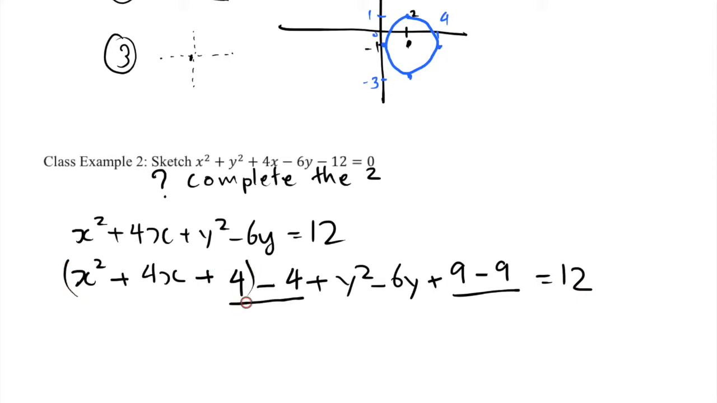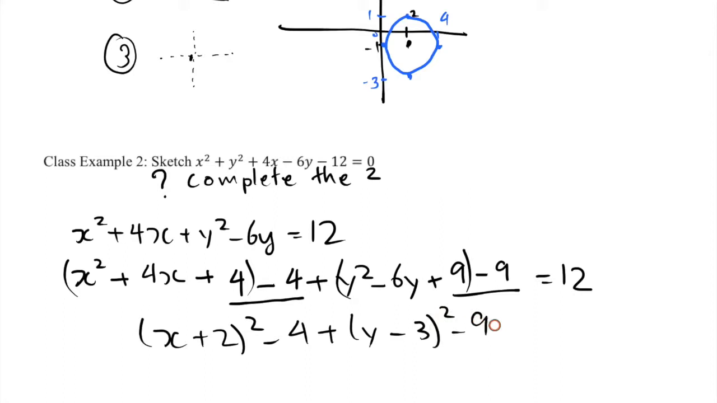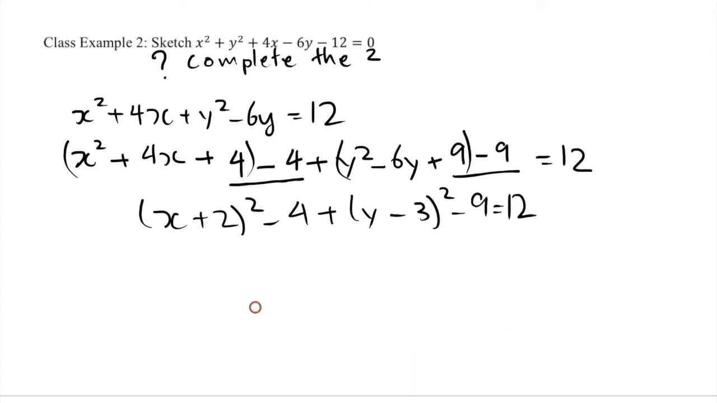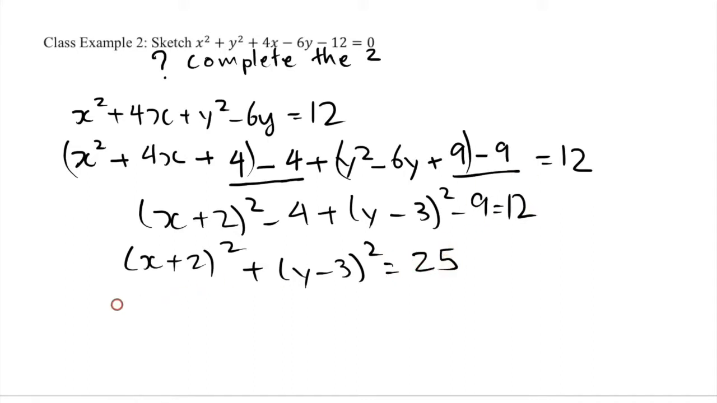Afterwards, you can put a bracket here so you can visualize it. x² + 4x + 4, you can write in this form, and y² - 6y + 9, you can write in this form. Then you just simplify it, bringing numbers to the other side. So 4 and 9, 13, bring it to 12, you get 25. So you can proceed to step number 1, the center, in this case is (-2, 3).